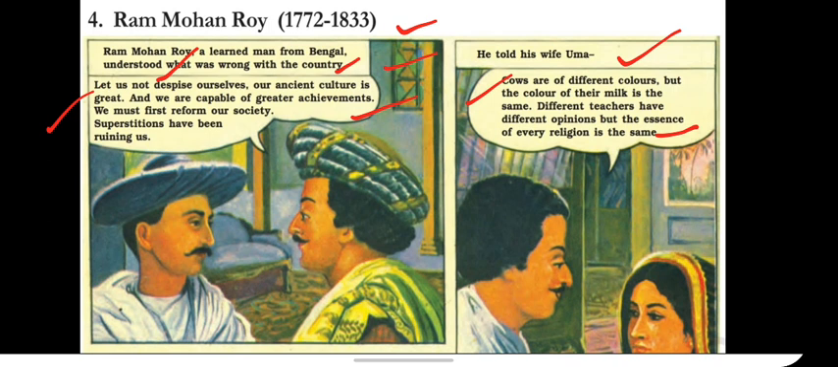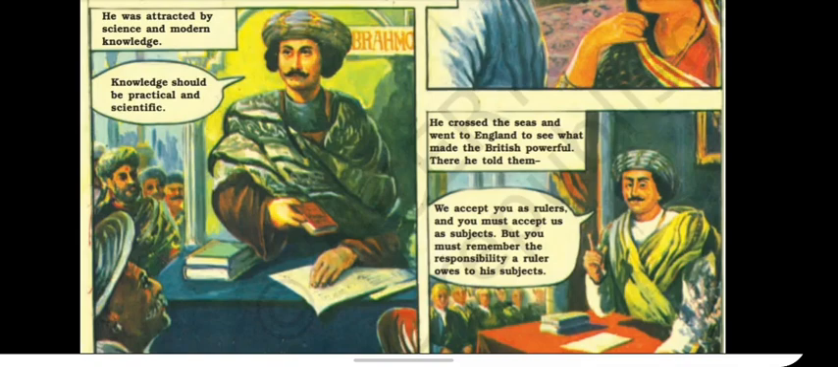It is true. There are different colors of cow, like white, black, brown. But every cow gives a similar color of milk, which is white. Likewise, there will be different teachers, and different teachers will have different opinions. But the essence means the real. The main point of every religion is the same, and that is to be kind, to help others, and to live a happy life. This is one of his great sayings.